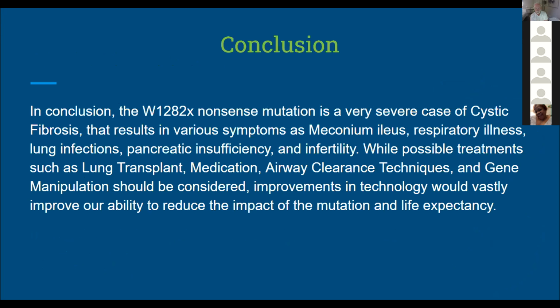So in conclusion, the 1282X nonsense mutation is a very severe cause of cystic fibrosis that results in various symptoms such as meconium ileus, respiratory illnesses, lung infection, pancreatic insufficiency and infertility. While possible treatments such as lung transplant, medication, airway clearance techniques, and gene manipulation should be considered, improvements in technology will improve the ability to reduce the impact of the mutation and increase life expectancy.